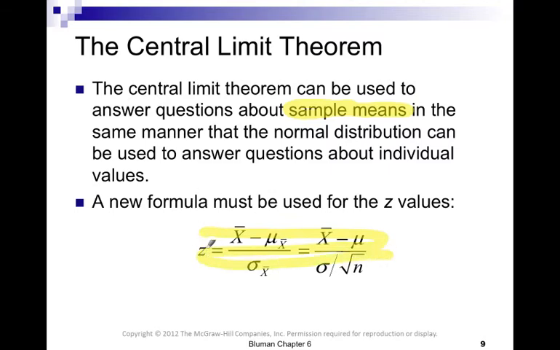This is the formula for this z, and you need to memorize this. It's x minus mu sub x over sigma sub x bar. But this right here is the formula you're going to use more often, because we learned in the slide before that the way you calculate this sigma, the standard error of the mean, is going to be sigma over the square root of n. That's the standard deviation for the sample.